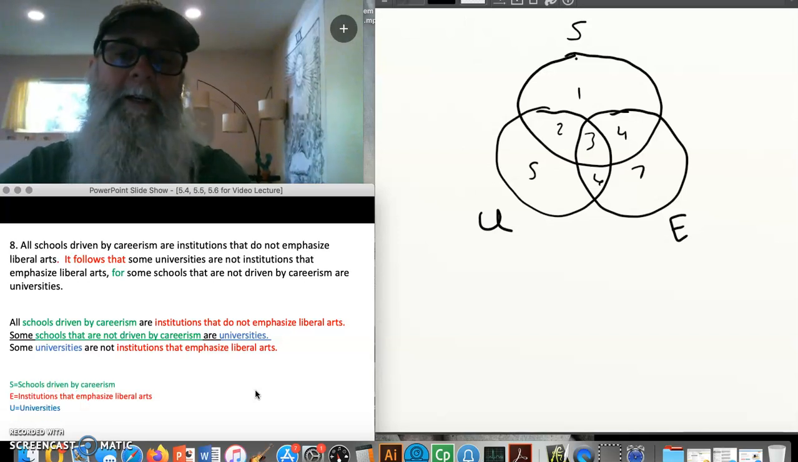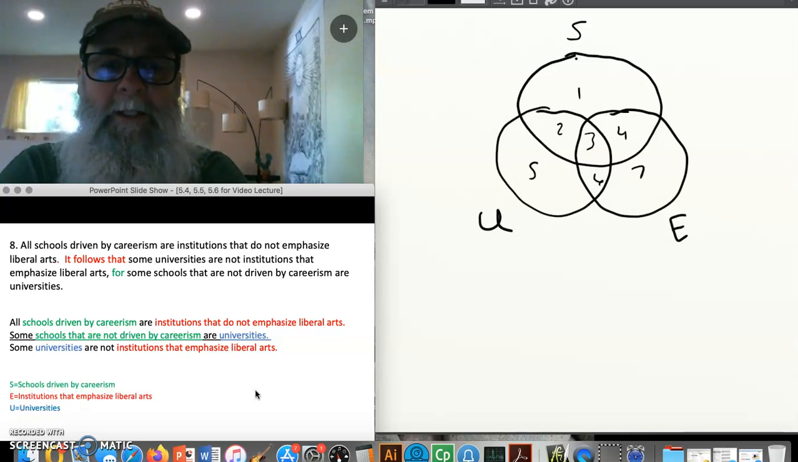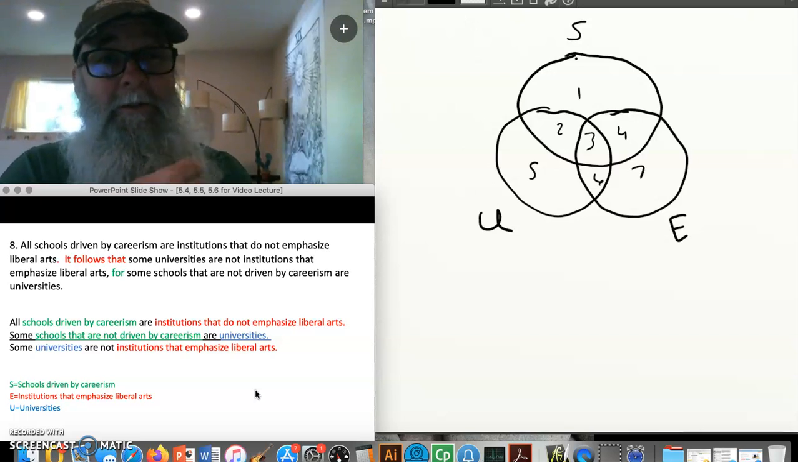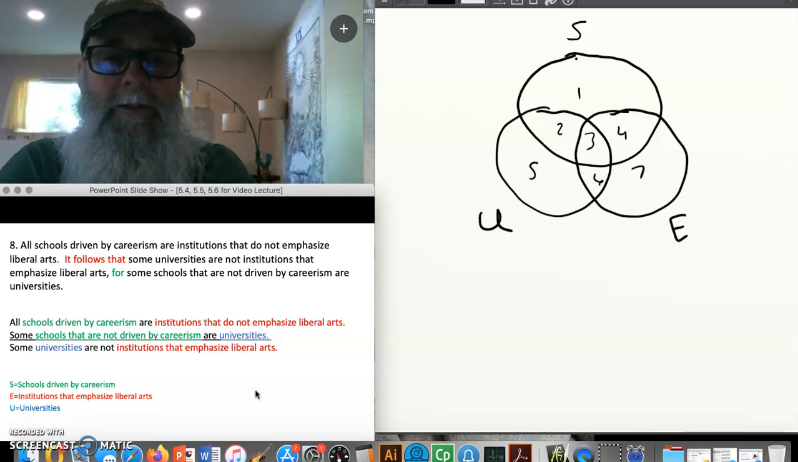So I've identified my three countable categories of things, and I'm going to choose S to represent schools driven by careerism, and then just use non-S when I want to say schools that are not driven by careerism. E is going to be institutions that emphasize liberal arts, and U is going to be universities.